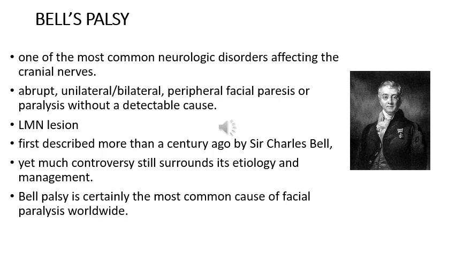Now we'll continue with the details of Bell's palsy. Bell's palsy, as I've already mentioned, is a lower motor neuron lesion. That is, the lesion is occurring anywhere after the nerve emerges from its nucleus in the pons. It is one of the most common neurological disorders affecting the cranial nerves. It is of abrupt, sudden onset. Mostly it is unilateral, and it can be bilateral also. It is a peripheral facial paralysis of one half of the face without a detectable cause.